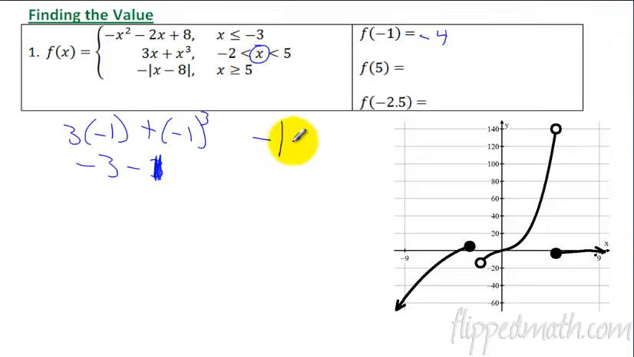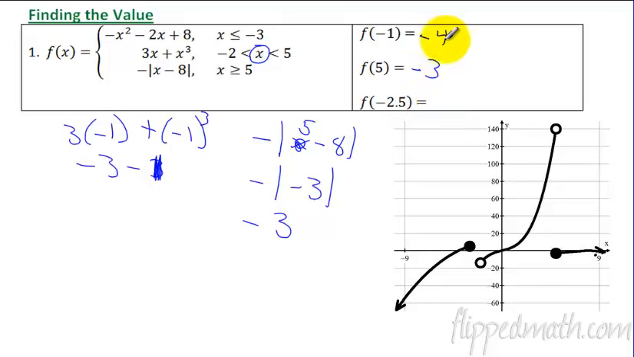We have the absolute value of x, not x, sorry, 5 minus 8. And then that means we have the negative absolute value. 5 minus 8 is negative 3. And then we have negative, the absolute value of negative 3 is 3. So this is negative 3.